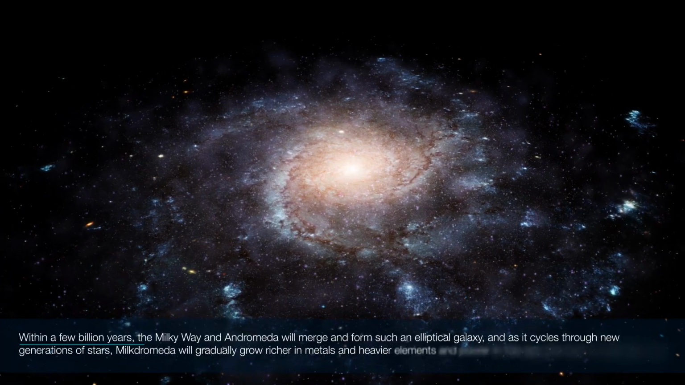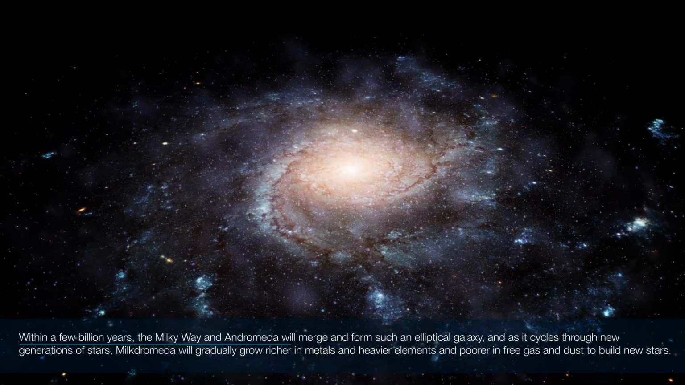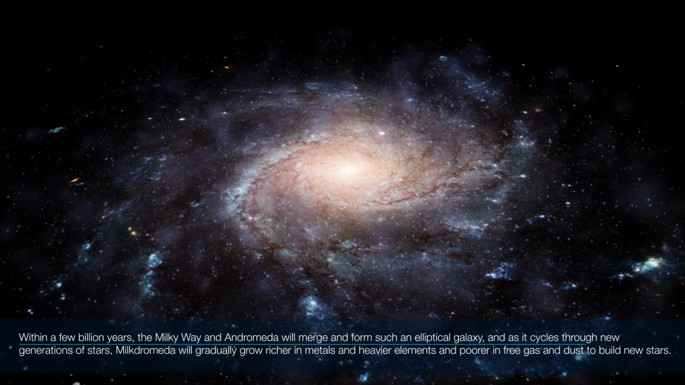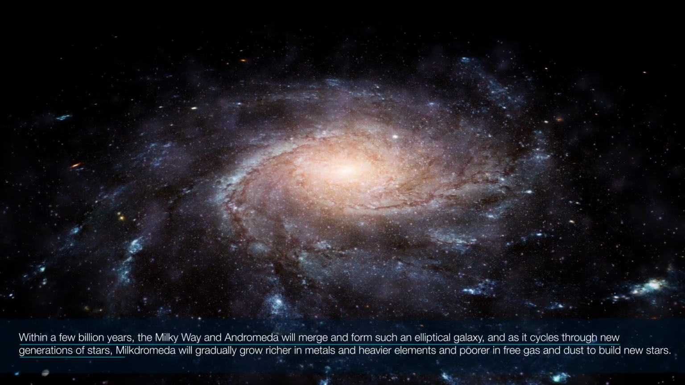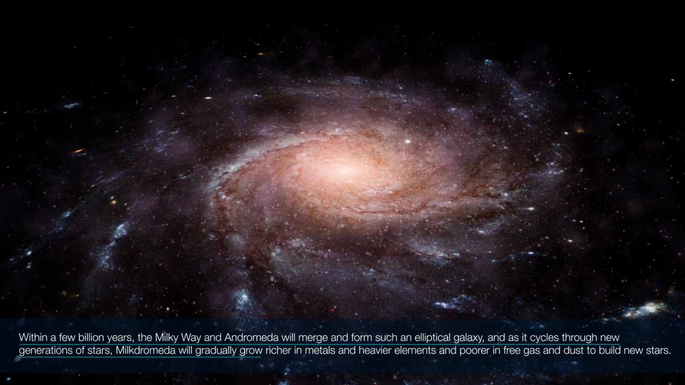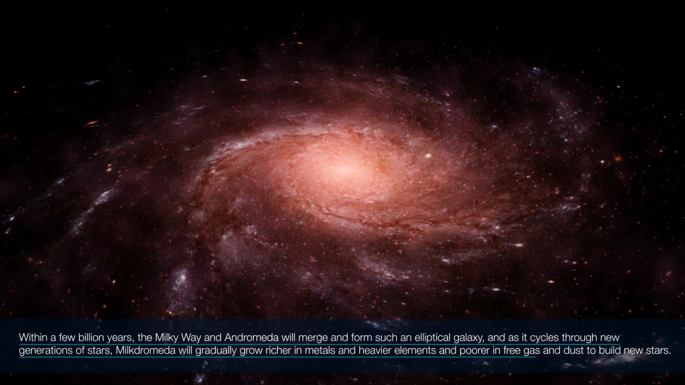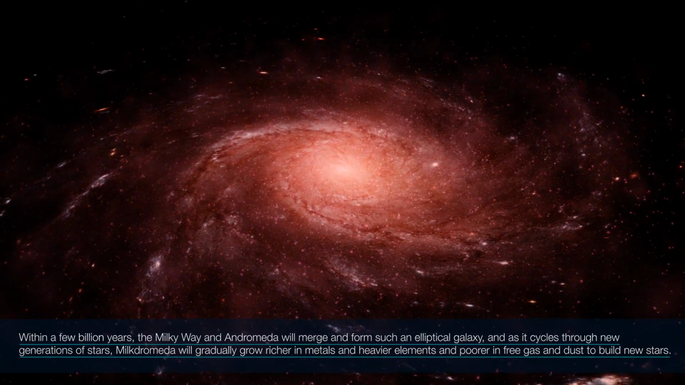Within a few billion years, the Milky Way and Andromeda will merge and form such an elliptical galaxy, and as it cycles through new generations of stars, Milkdromeda will gradually grow richer in metals and heavier elements and poorer in free gas and dust to build new stars.